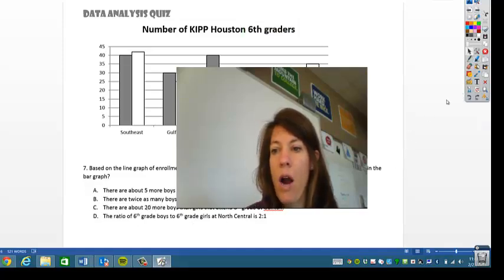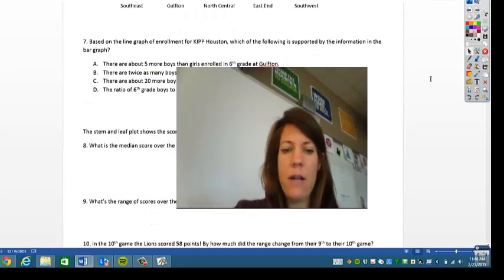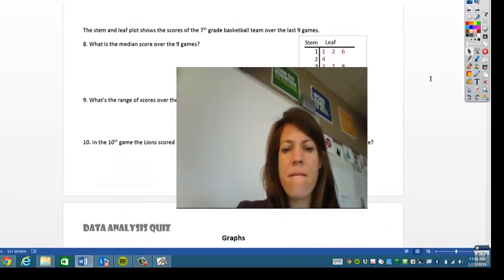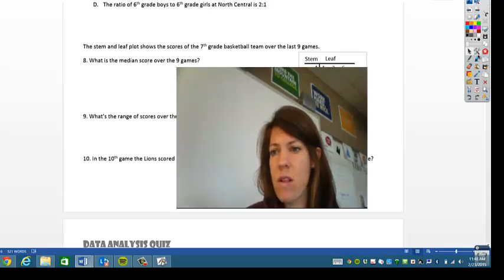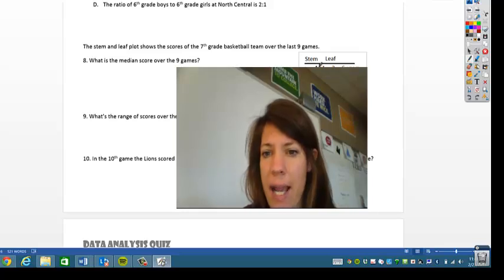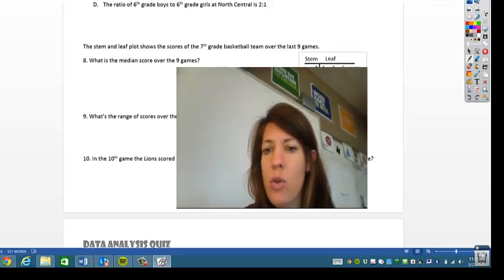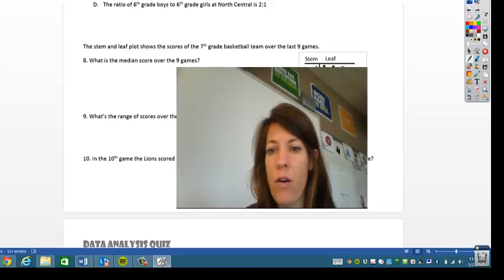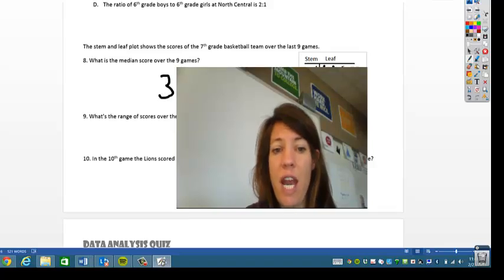All right, my last set of questions here are talking about this stem and leaf plot. So the median score. So it's talking about 9 games. I've got 11, 12, 16, 24, 32, 37, 38, 43, and 47. The median score over the 9, well, if there are 9 games, I'm going to count backwards. 1, 2, 3, 4, 4.5. 1, 2, 3, 4, 4.5. This 2 right here, however, represents a 32, not a 2.